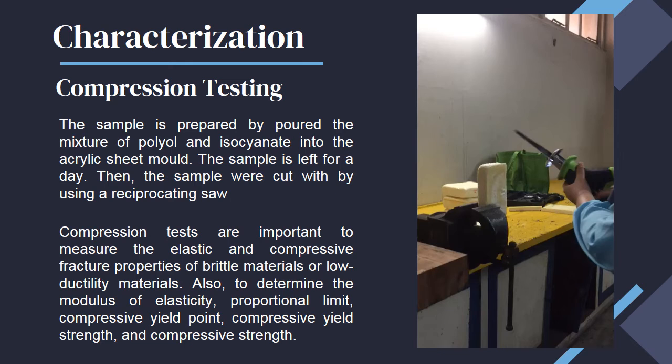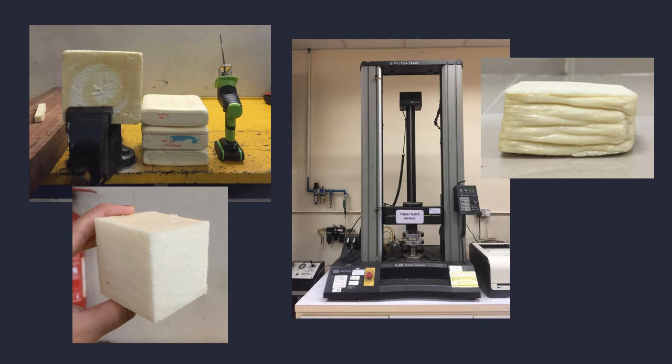The compression tests are important to measure the elastic and compressive fracture properties of brittle materials or low ductility materials. Also to determine the modulus of elasticity, proportional limit, compressive yield point, compressive yield strength, and the compressive strength. As you can see, this is the picture of the polyurethane sample before and after the cut, and also the machine of the compression testing involved, and the sample of the polyurethane after compression testing.